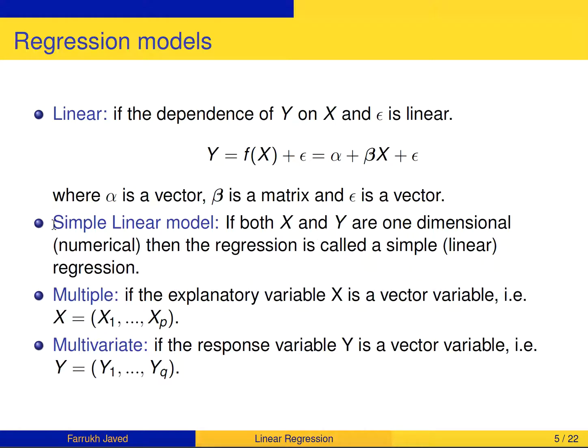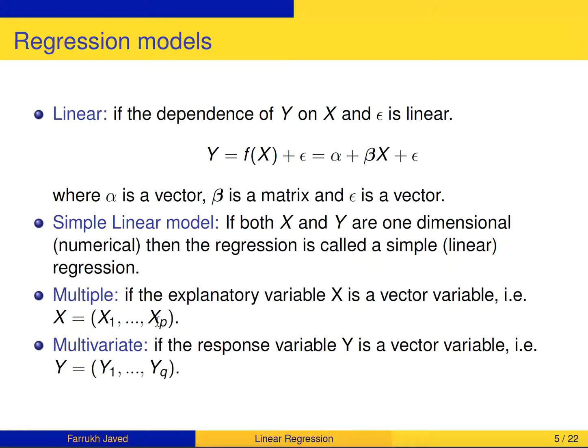There are some terminologies which you should remember about. You should keep this in mind as well, like simple linear model. When we use the word simple, it means x and y are one dimensional. One dimensional means only one vector or only one variable. When y is 1 and x is 1, we call it a simple linear model.